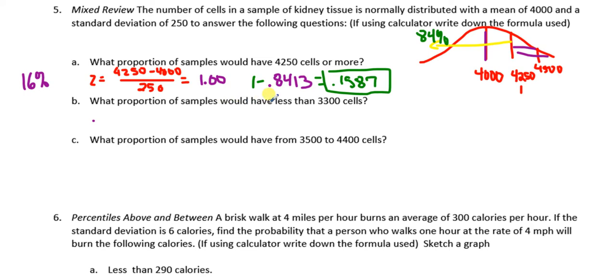What proportion of samples would have less than 3,300? Well, now let's see. We're at 3,750, 3,500, and 3,250 would be at -3. So we're down here pretty low, right here at less than 3,300.